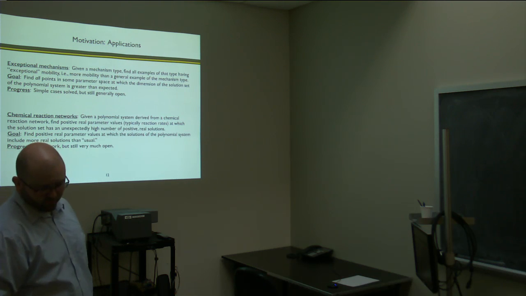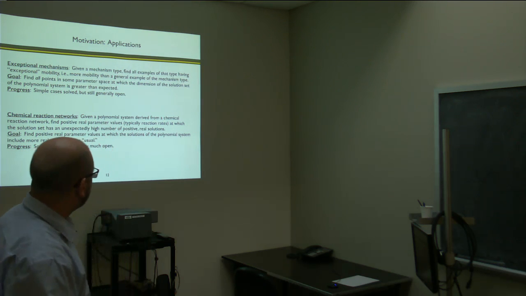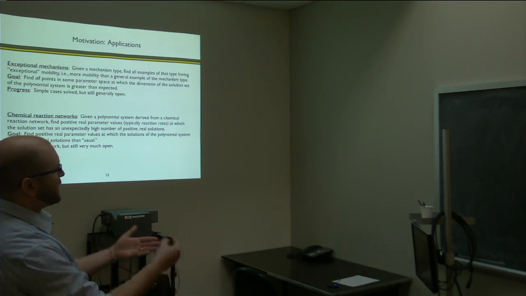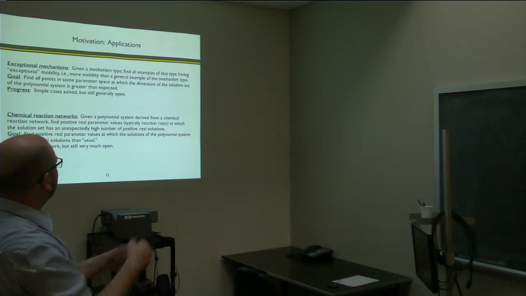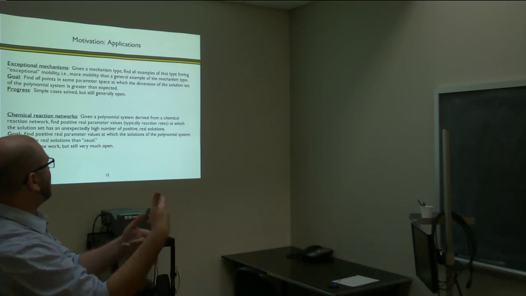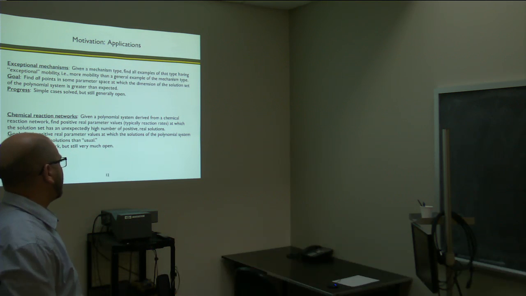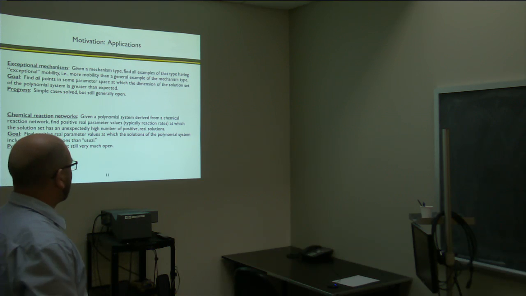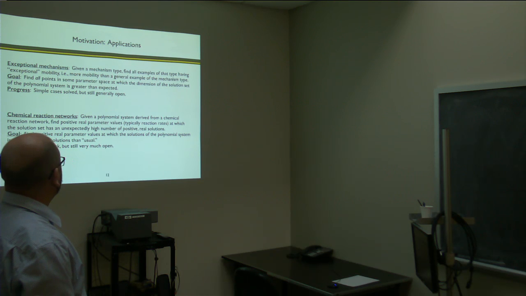Okay, and last of the 4 applications, chemical reaction networks. Given some chemical reaction network, you can write down the chemical equations for this and easily translate them into a polynomial system. There are a number of places you can read about this. I can tell you about it more later if you're curious.